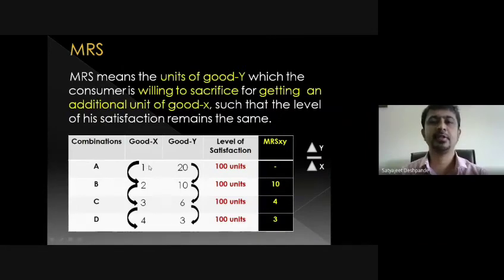Now, initially, when the consumer drinks one glass of water, that one glass of water is not enough in this scorching heat. So, for one additional glass of water, that means for the second glass of water, he was ready to sacrifice 10 ball pens because he was extremely thirsty. Now, after drinking the second glass of water, if you ask him how many ball pens he's willing to sacrifice for the third glass of water, this time he will not sacrifice the same amount, that is 10 ball pens. Now he's willing to sacrifice only 4 ball pens for an extra glass of water.